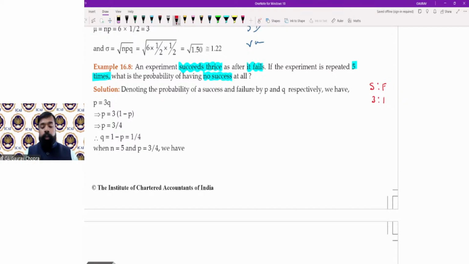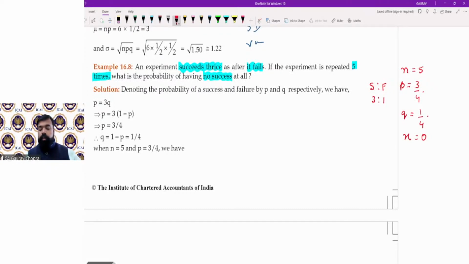Therefore, we will write p will be 3 upon 4 and q will be 1 upon 4. This is p and q. If the experiment is repeated 5 times, so n is equal to 5. Then what is the probability of having no success? That means x is equal to 0, because there is no success.